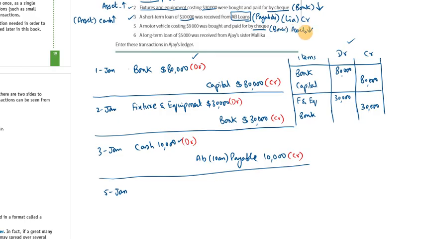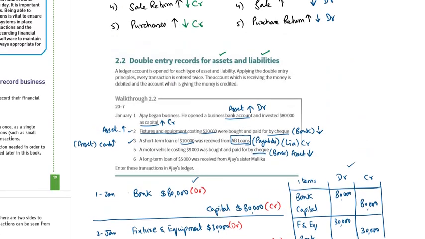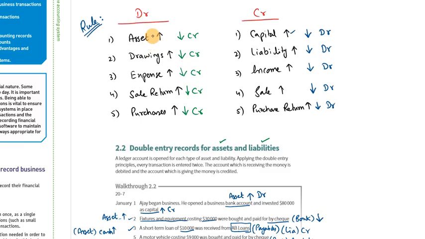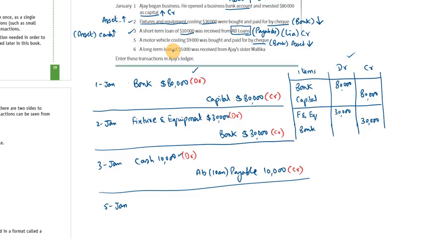So decrease in asset. Decrease in asset means the asset will be credited. So that's why I write here: increase in asset, debit; decrease in asset, credit. If we purchase a vehicle from the bank, our business bank account will decrease. Decrease in the bank account means we will credit the bank account by 9,000. And what will be the debit? Because we purchased an asset, increase in asset means we debit the asset account.